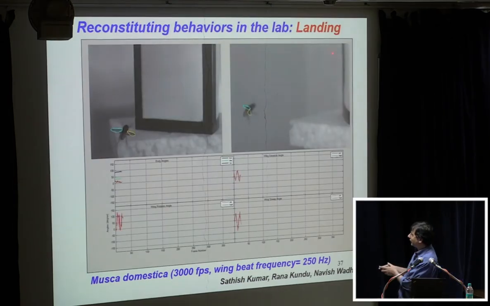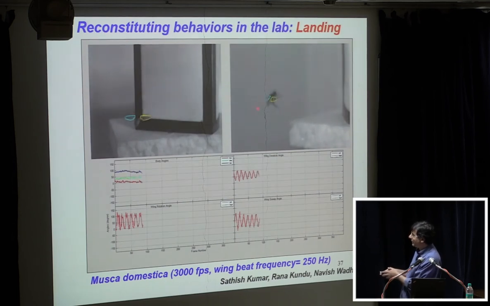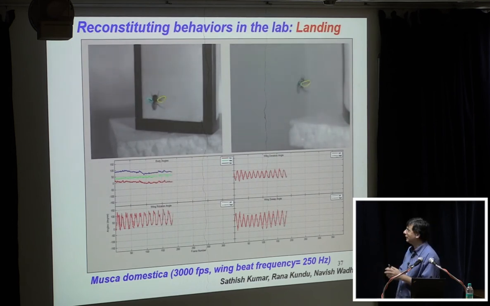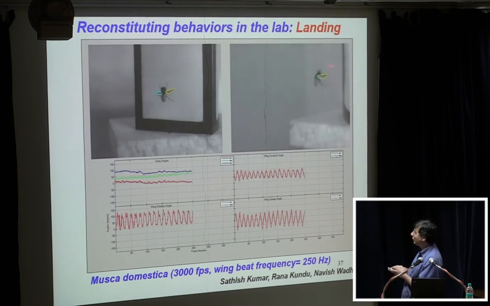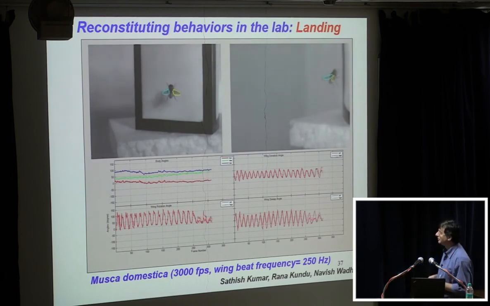I want you to notice that right here, the wings are perfectly in control with sort of large amplitude motion, but right about here, you'll find that the amplitude goes down. And I suggest to you that this is a fly going into neutral gear before it lands, okay? And you can see that in the plots right here, as the amplitude goes down.